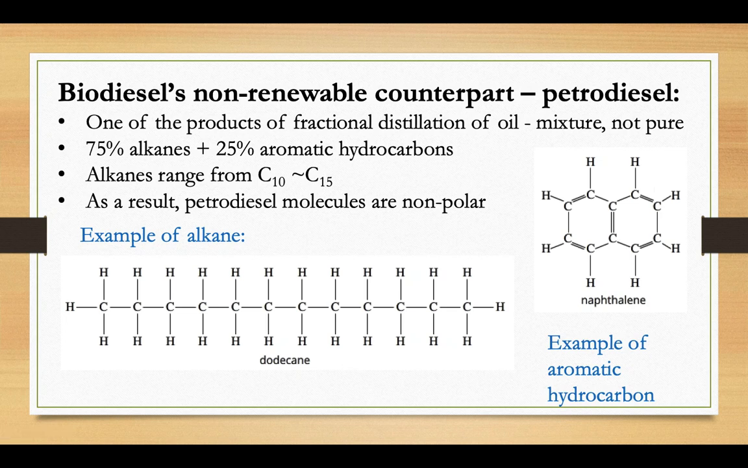And its non-renewable counterpart, petrodiesel. Petrodiesel is one of the products of fractional distillation of crude oils. Remember, crude oils are mined from the sea. So it is still a mixture, it is not a pure substance. 75% of petrodiesel is alkanes, and the other 25% are aromatic hydrocarbons. The length of alkane ranges from 10 to 15 carbon atoms. As a result, since they're all alkanes, petrodiesel molecules are nonpolar.